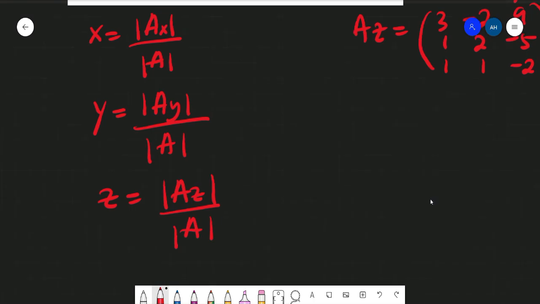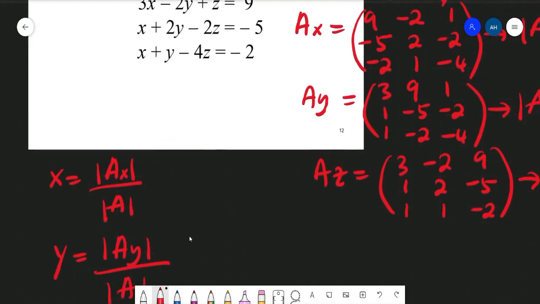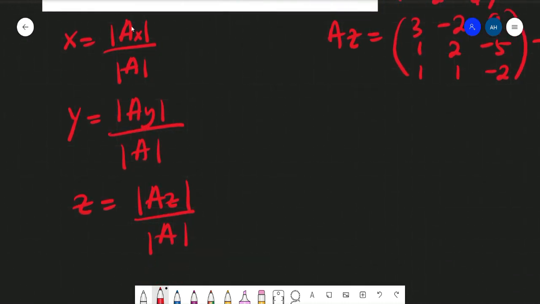Now what we have to do is find all these values and substitute them into these three equations, and we are going to have the value for x, the value for y, and the value for z. I think that's all for now. We have explained how to use Cramer's rule to solve a system of linear equations with two equations and two unknowns, and also a system with three equations and three unknowns. That's all for now.